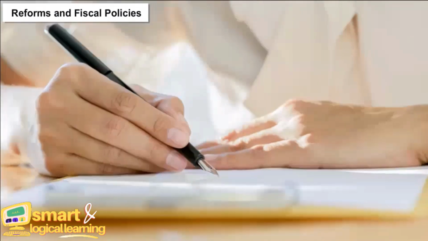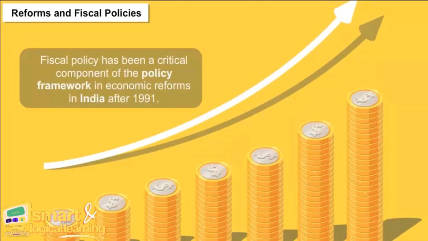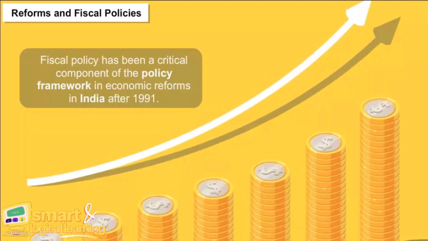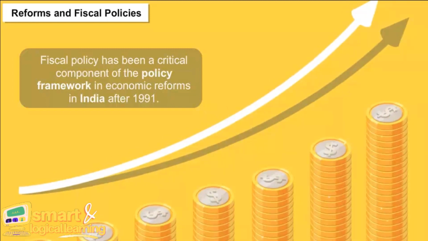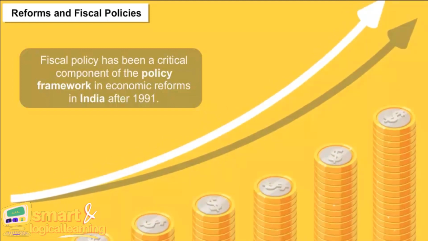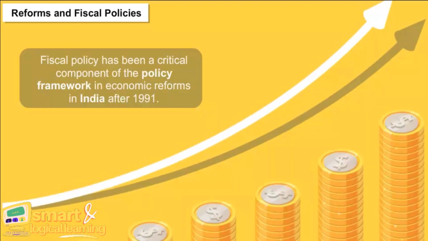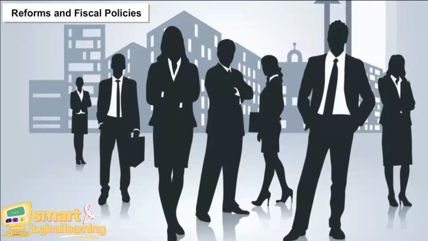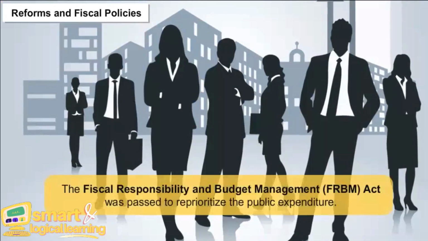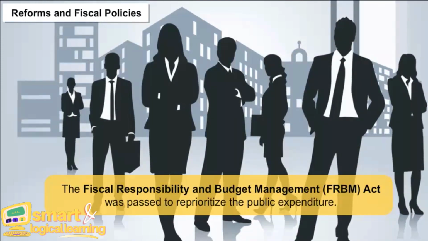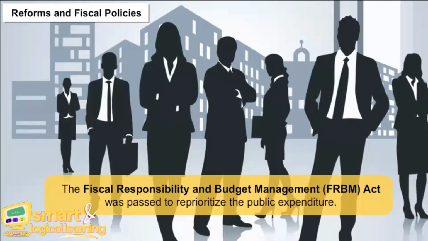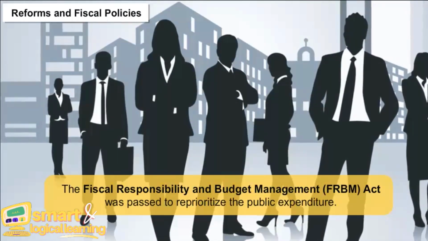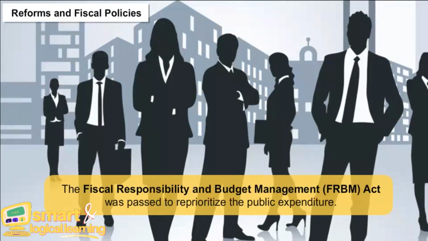Reforms and fiscal policies. Fiscal policy has been a critical component of the policy framework pursued since the initiation of economic reforms in India in 1991 to achieve the objectives of economic growth, price stability and equity. In 2004-2005, the Fiscal Responsibility and Budget Management (FRBM) Act was passed to reprioritize the public expenditure, being aligned with the revenue-led strategy of fiscal consolidation.